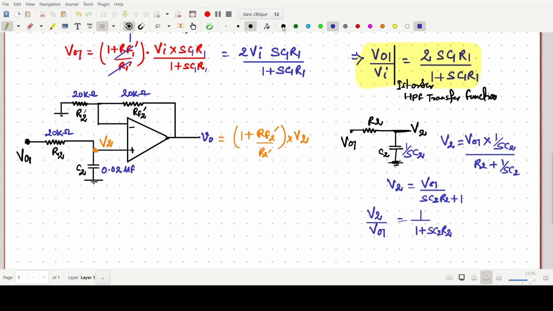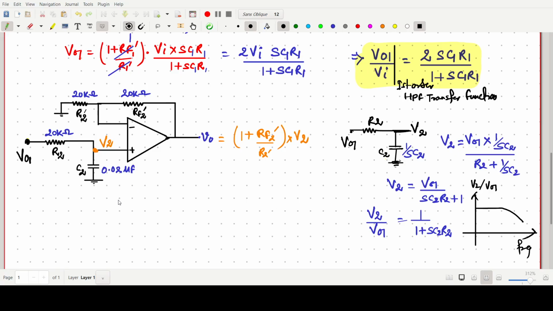If we plot the graph, this one is our first order low pass filter. If we plot V2 upon V naught 1, the gain versus the frequency, because S is a frequency component, this one will be the low pass filter. Clear? So now V2 is known to us. V2 is simply V naught 1 upon SC2 R2 plus 1.